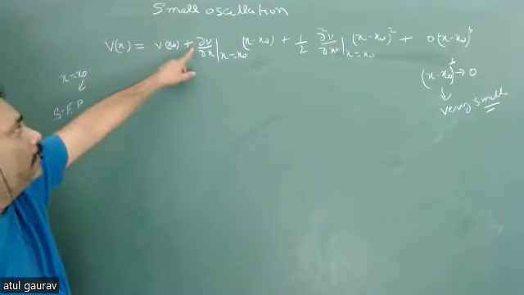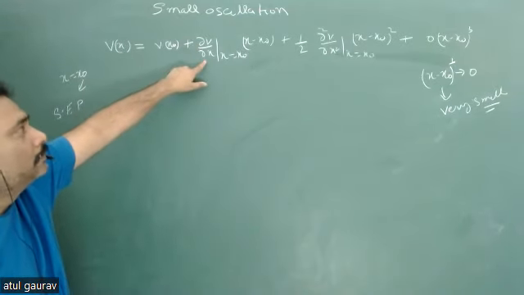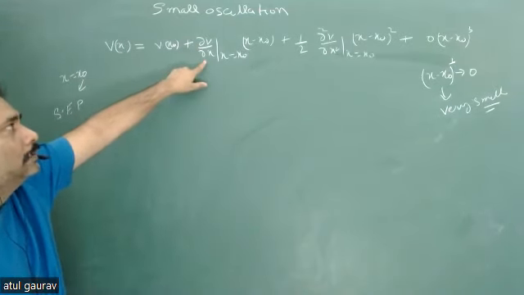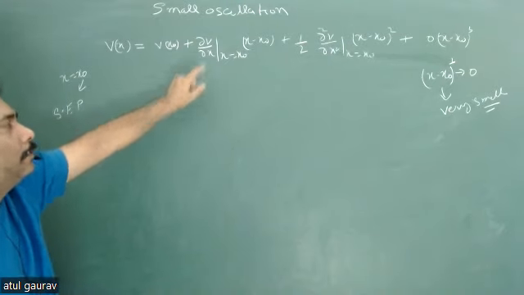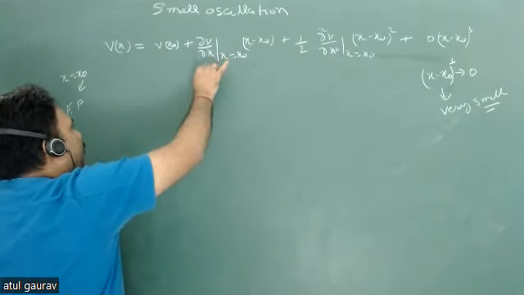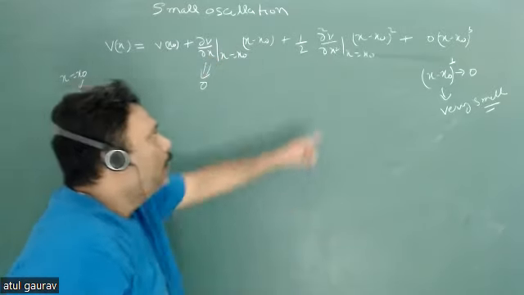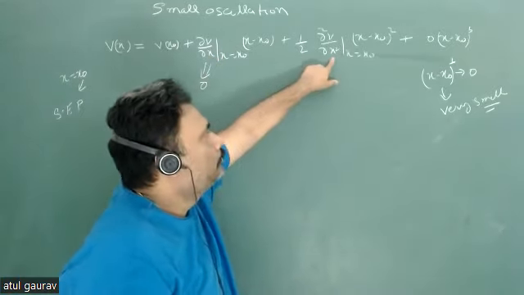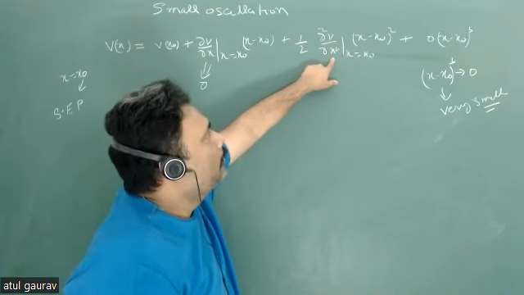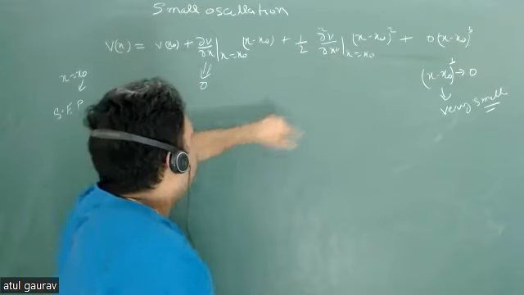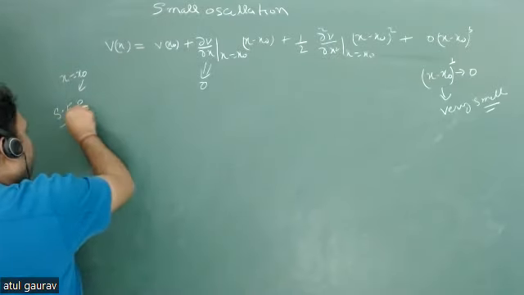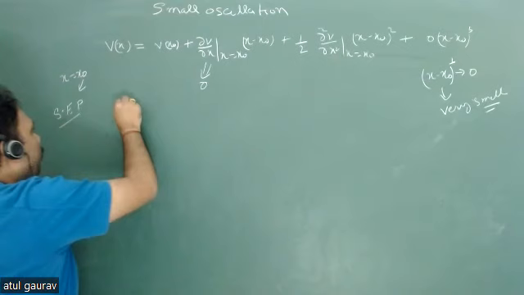By the way, what will happen to del V upon del x? It will be equal to 0. Why? Because it is a stable equilibrium point, so this will be directly 0. And what will happen to this one? Obviously some positive value, isn't it? Because x equal to x naught is a stable equilibrium point.